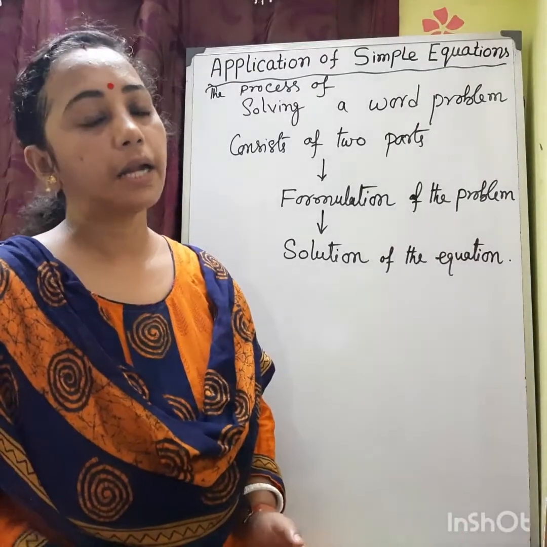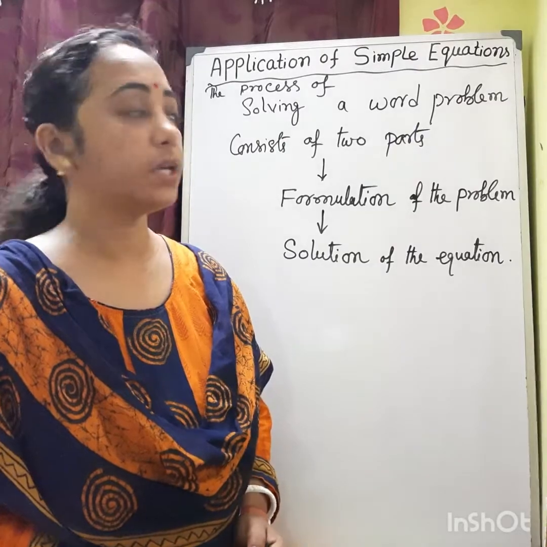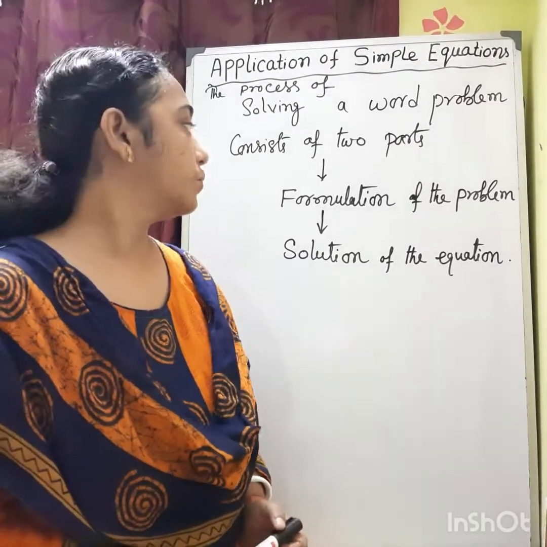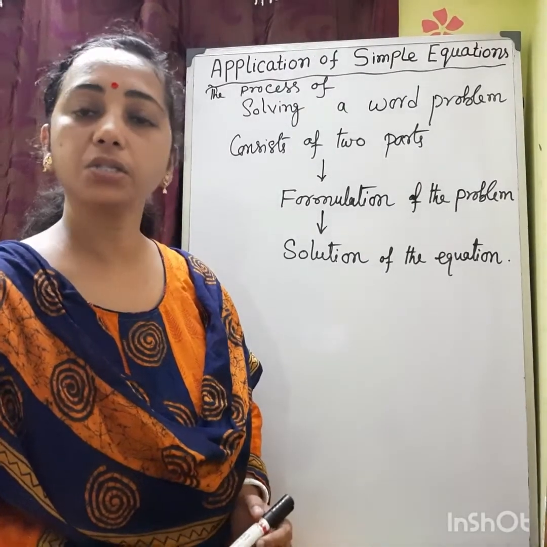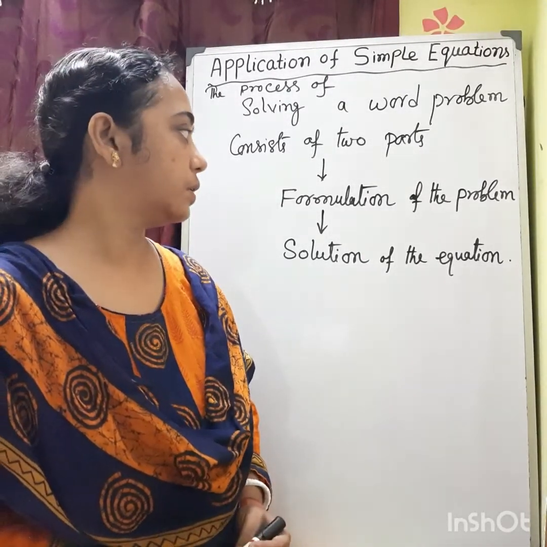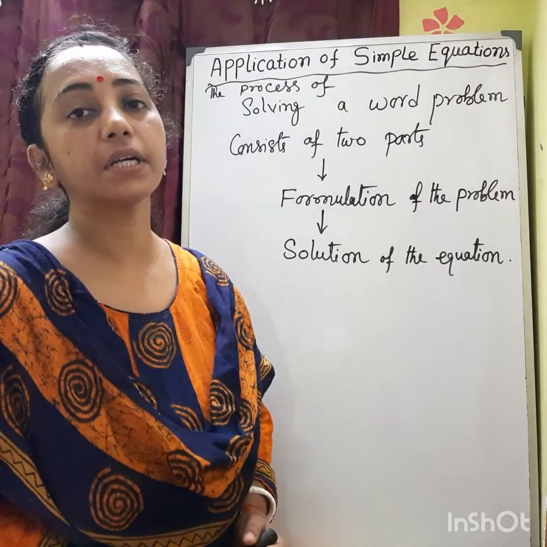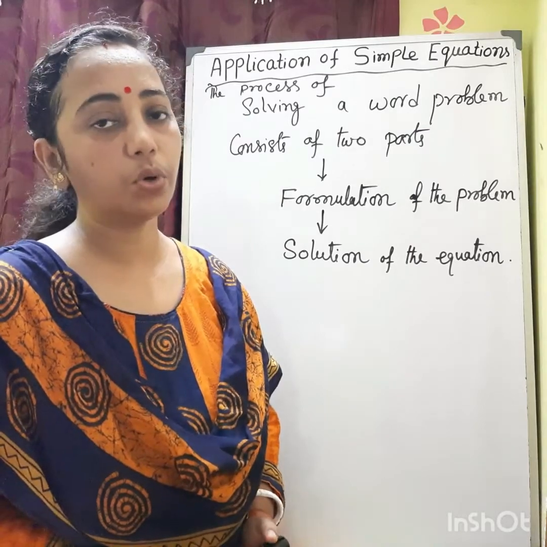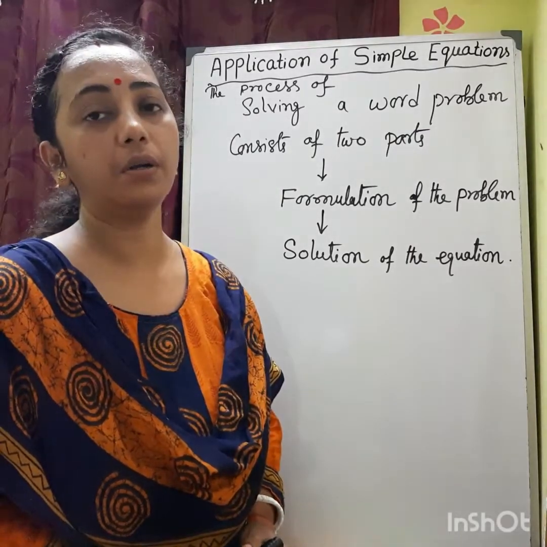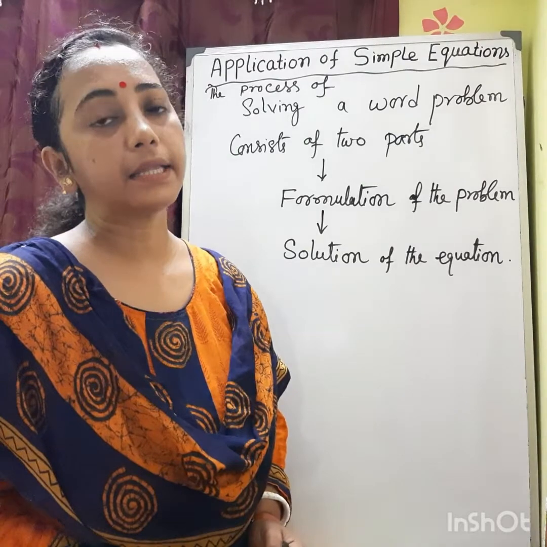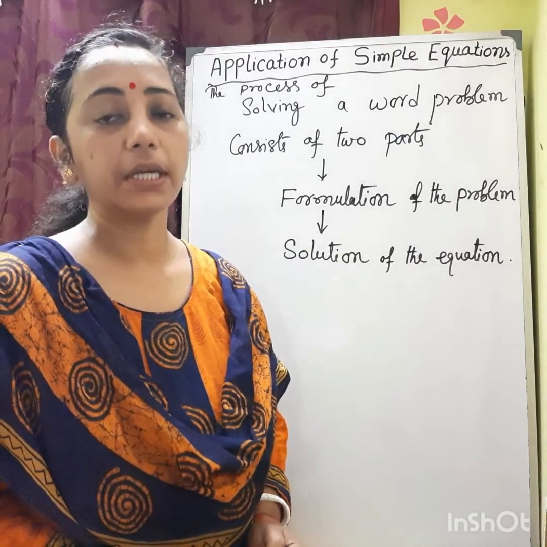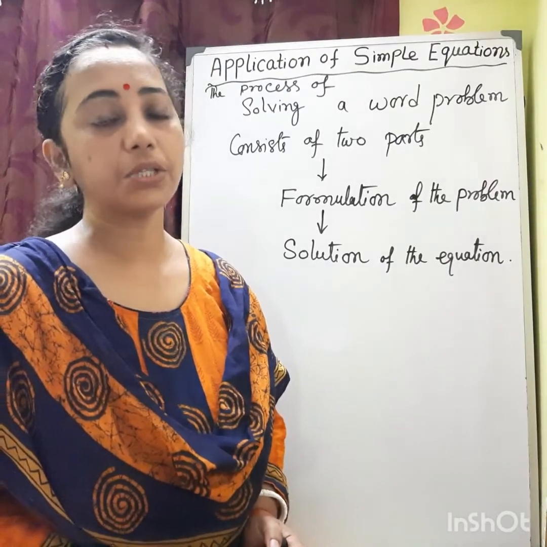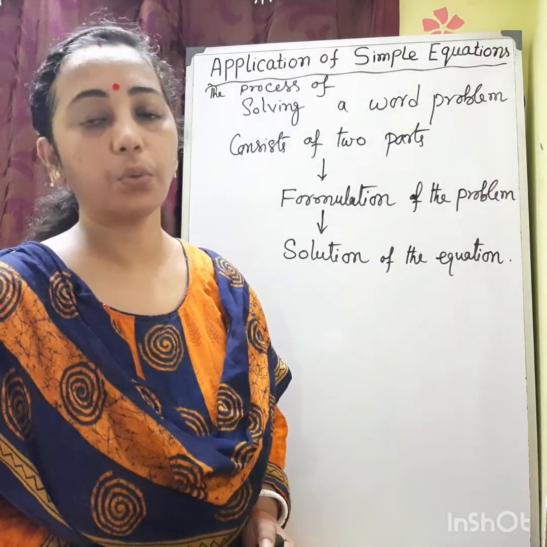Now the process of solving a word problem consists of two parts, namely formulation of the problem and solution of the equation. So the procedure to convert the given word problem in the form of an equation is known as formulation of the problem. And then to solve the equation, that is to find the value of the unknown variable, is to find the solution of the equation.